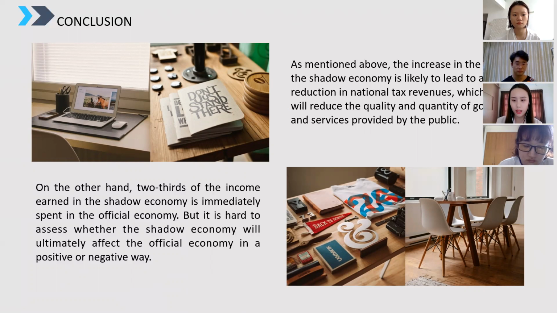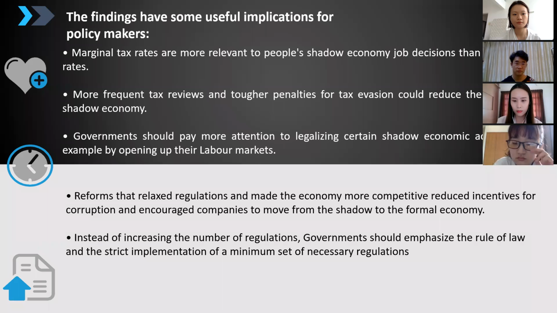The main drivers behind the size and growth of the shadow economy appear to be rising tax and social security burdens, and the increasing prevalence of state regulation. Arbitrary enforcement of laws and regulations encourages shadow economy activities. The finding underscores the importance of the rule of law in curbing corruption and related shadow economy activity. The findings have some useful implications for policymakers.